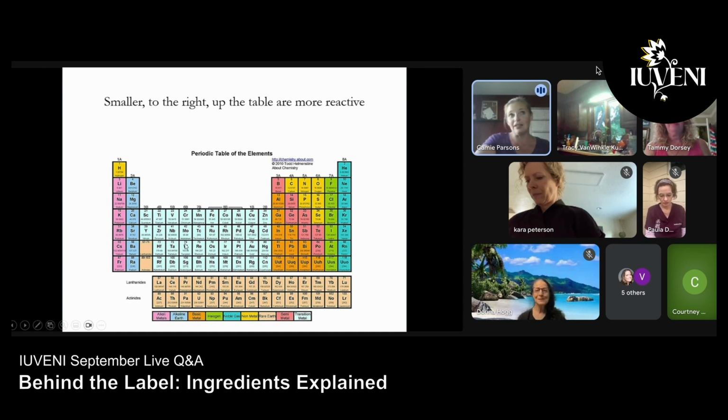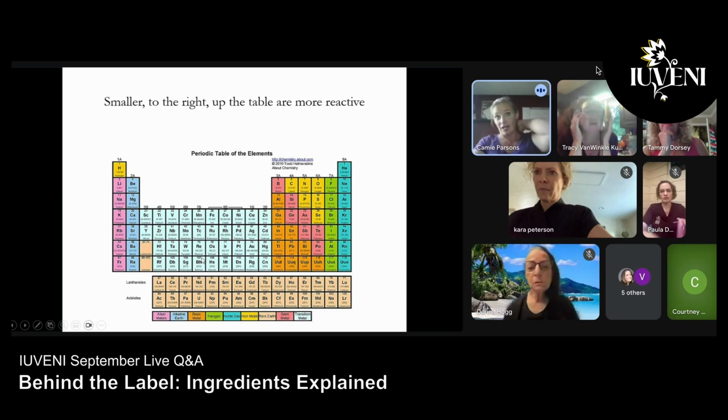And how to tell how reactive things are. First of all, hopefully this blue stuff in the middle, you never see that in any of your ingredients. Those are the transition metals. Please steer clear of anything that has cobalt or ruthenium or yttrium. If you look at it and you see that, you put it back down, walk away.